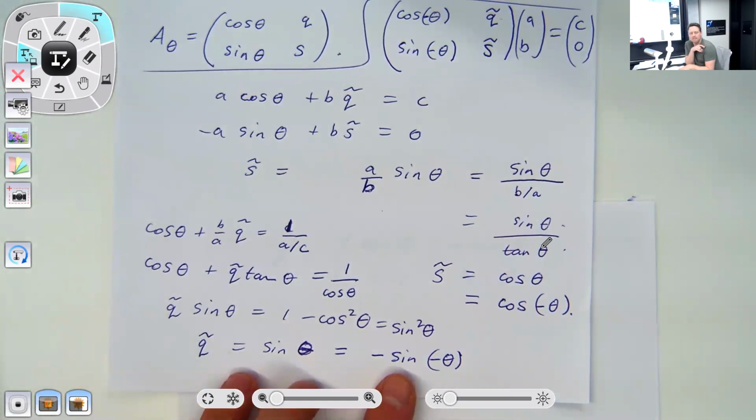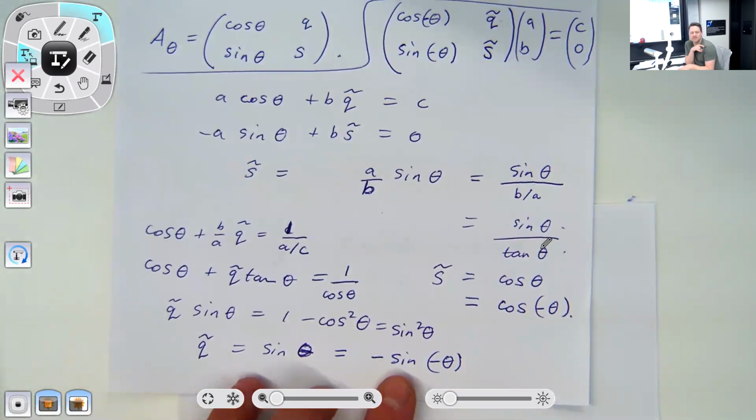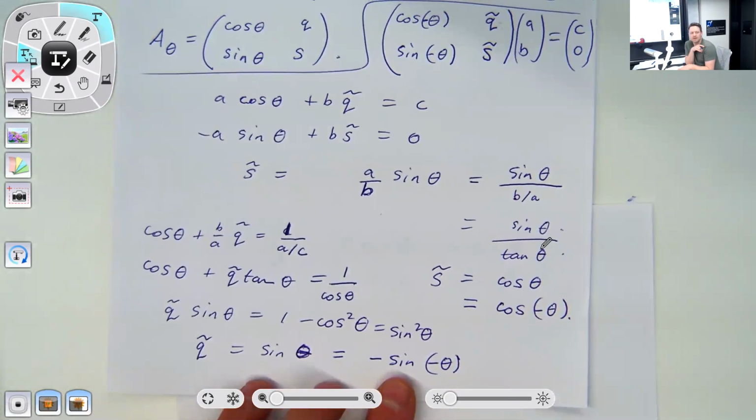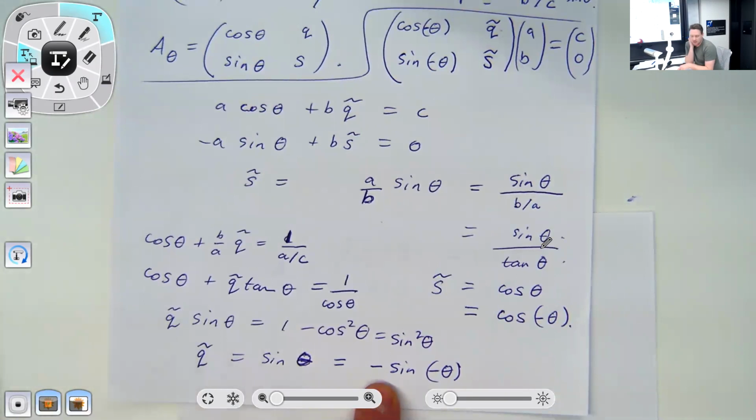Minus theta, and sine of minus theta equals minus sine theta. Why do you put minus minus? Because those are the same. Sine of minus theta is minus sine theta, minus sine theta. Yeah, so the two minuses then cancel out and you get sine theta.